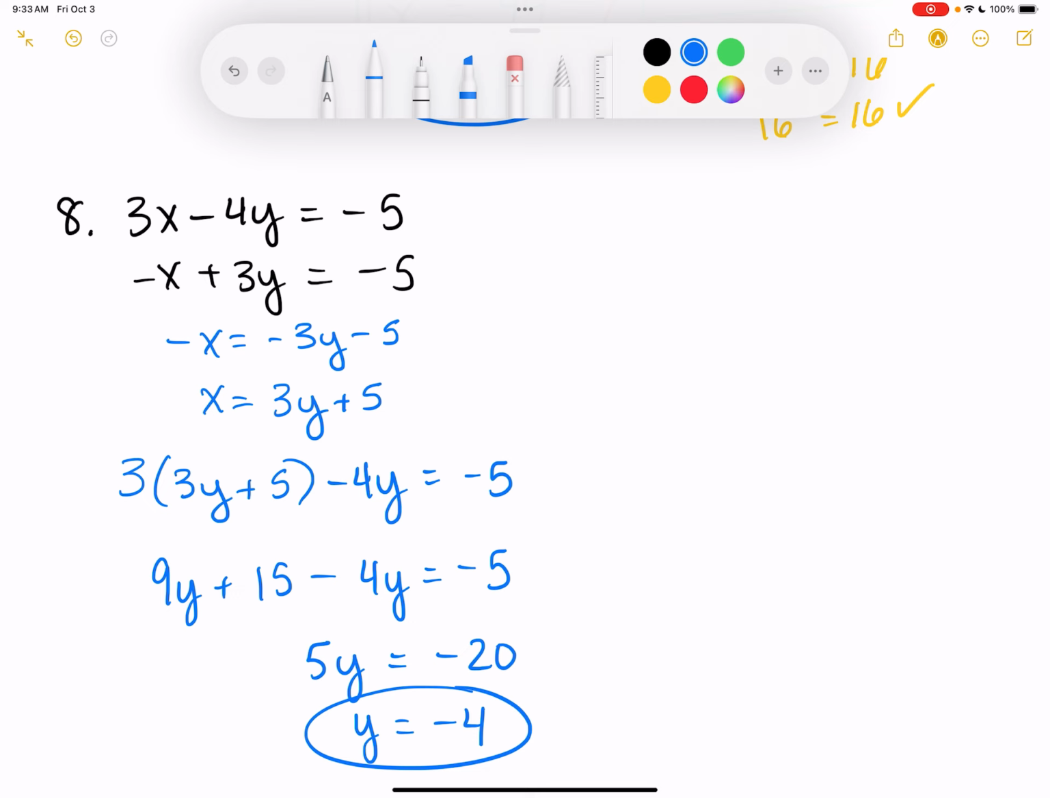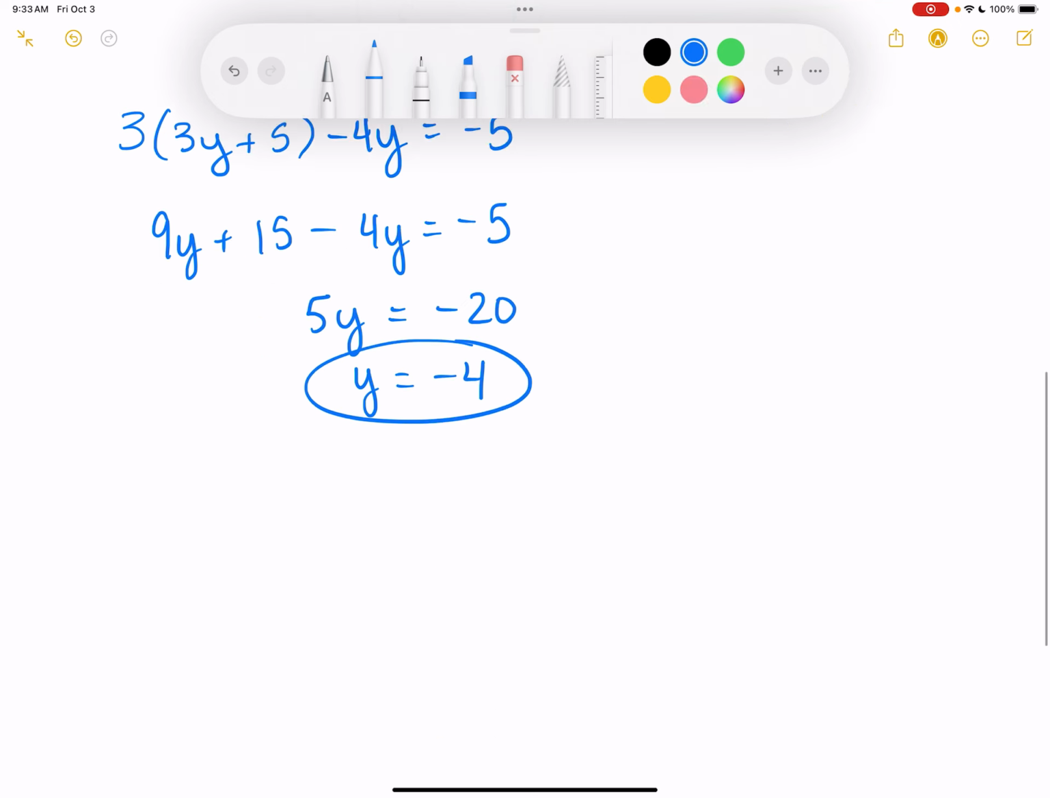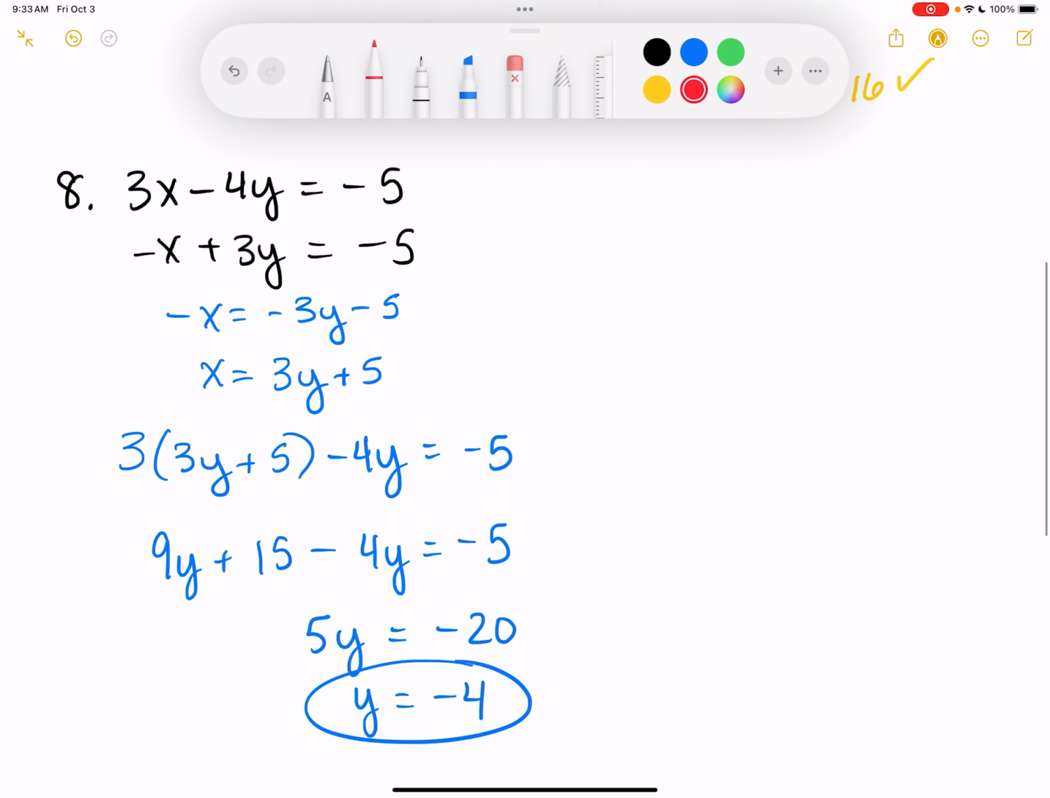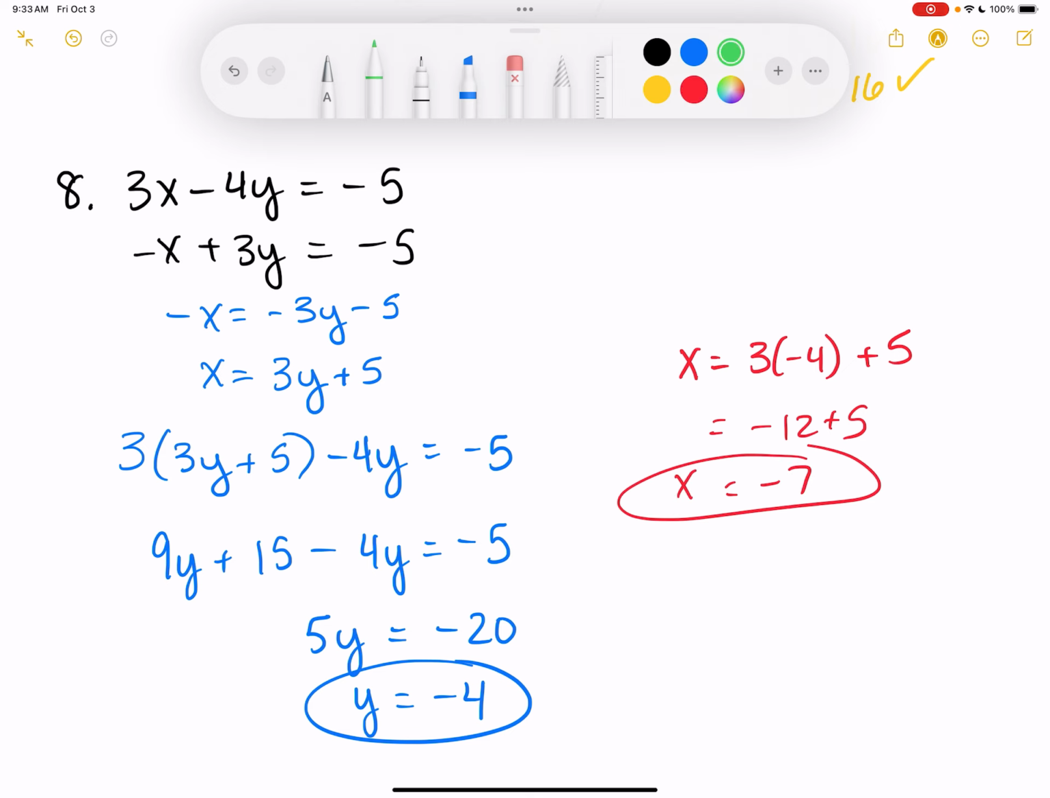Okay, so now I'm taking this and plugging it into the equation that I solved for x. So x equals 3 times negative 4 plus 5. So negative 12 plus 5 is negative 7. So then my ordered pair, negative 7, negative 4. It's a negative x, right? I divided by the negative because you have to have it completely by itself. You're good. So always an ordered pair.